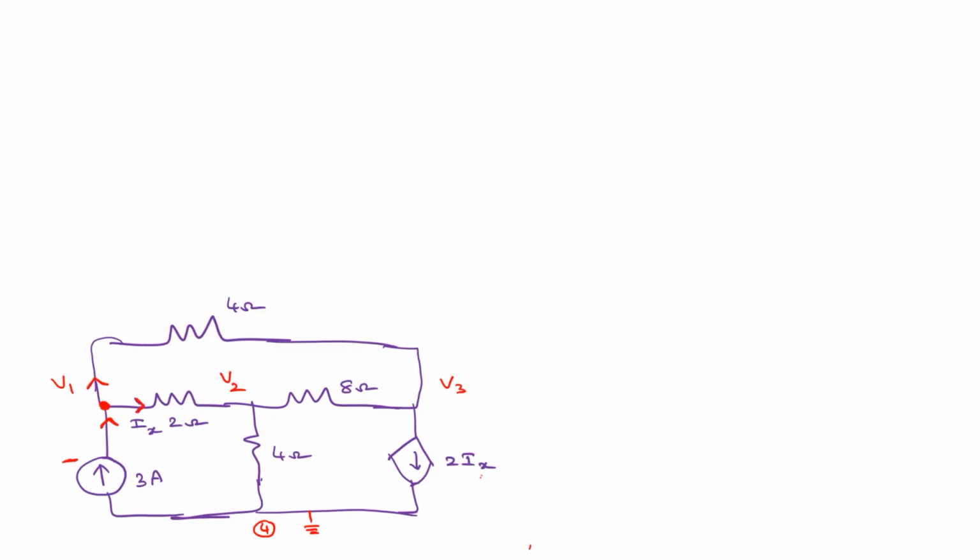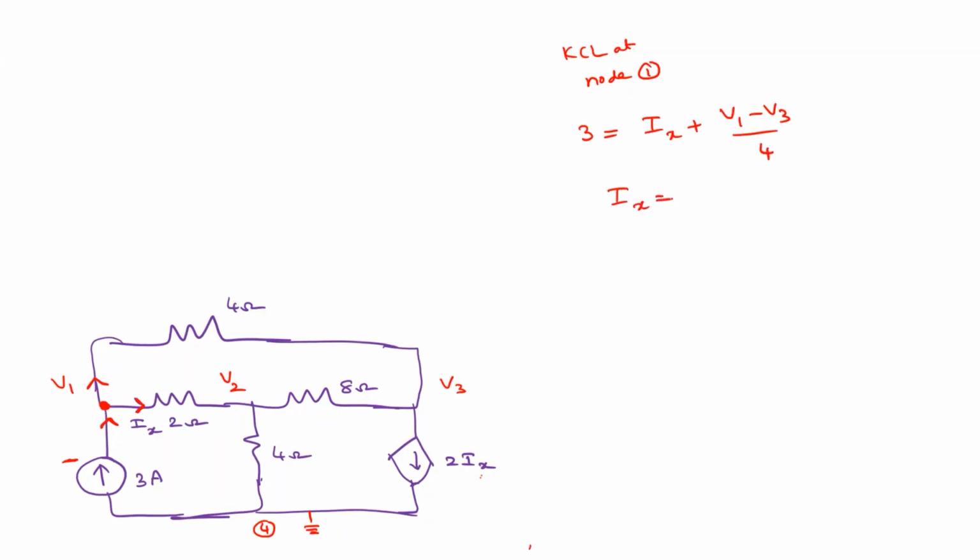So now tell me, what is the equation for this? 3 is the incoming current, right? Incoming currents equal outgoing currents. So 3 equals Ix plus (V1 minus V2) upon 2 plus (V1 minus V3) upon 4. Good. Right.